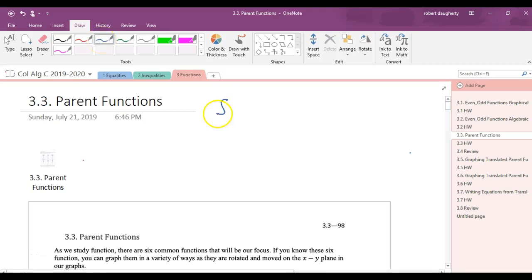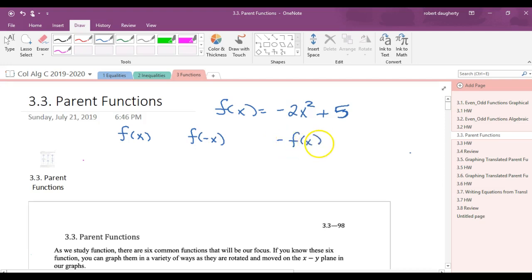Let's look at f of x equals minus 2x squared plus 5. I want to prove whether this is even, odd, or neither. To do that, I'm going to have a chart. You'll be given one on your test that has 3 different things on it. Something that looks like this.